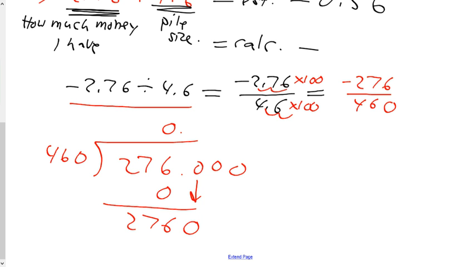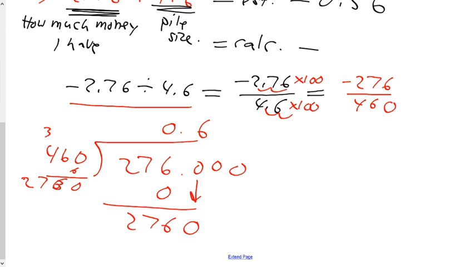Is there 5 of them? What's 5 400s? 2,000. What's 5 60s? 240. We have enough for 5 of them. Do we have enough for 6 of them? Pretty close. Do we have enough for 6? Let's check. I'm going to multiply this by 6. 0, 36. 36, sorry, 36 and 270. We have exactly 6 460s in 2,760, which means the 6 goes up here, and we're done. My estimation, my calculation, without using a calculator is 0.6.